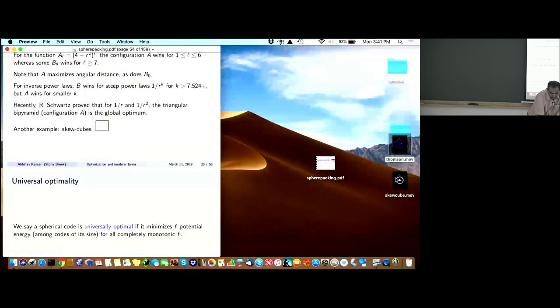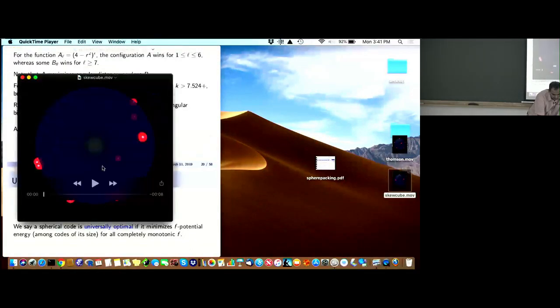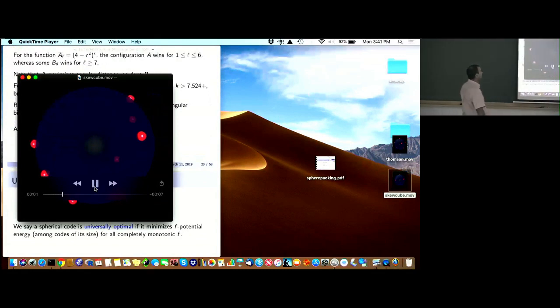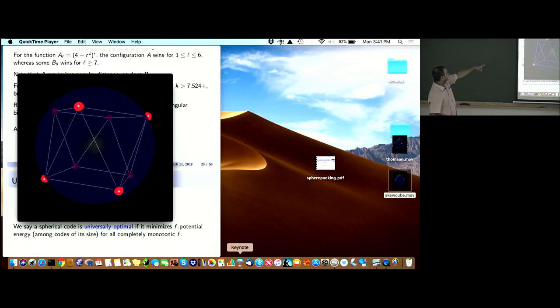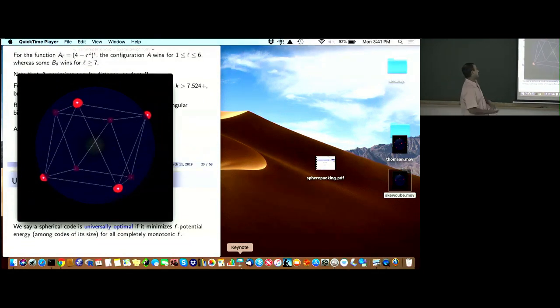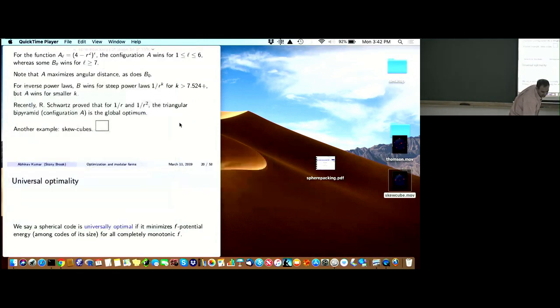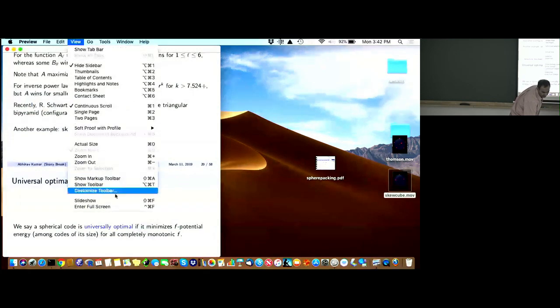I just want to give you one more example. If you put 8 points down, you might think that you get a cube, but in fact, that tends to be unstable. What you get is a skew cube. You've got two square faces, but they're 45 degrees to each other. And you can vary the distance between these two square faces. It's an entire family of configurations, and which one wins depends on the potential function. That's typically what happens. There's no one code which is going to minimize potential energy for every potential function that you write down.